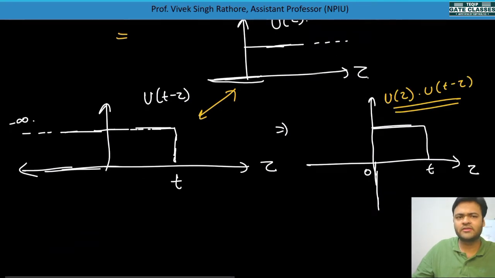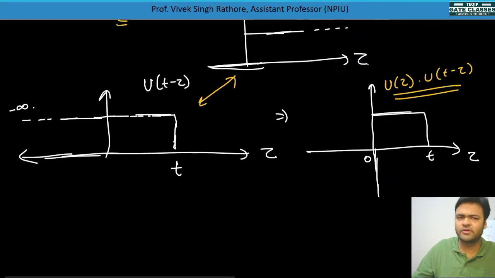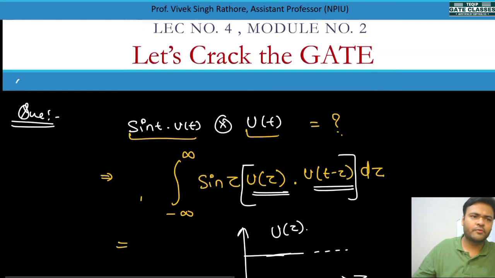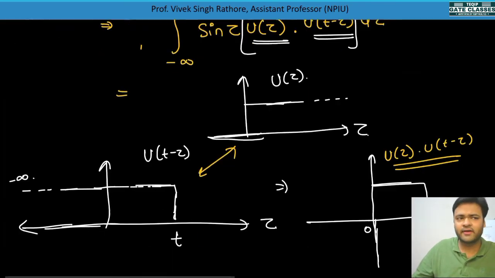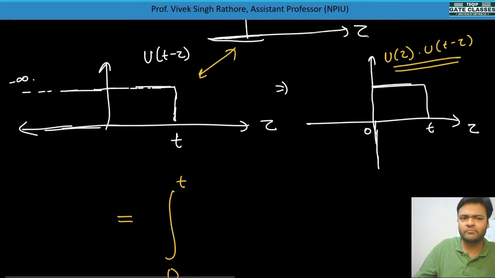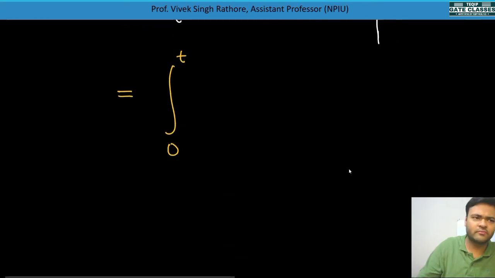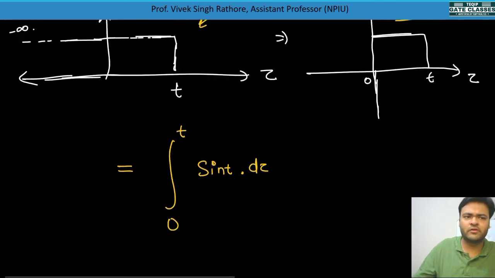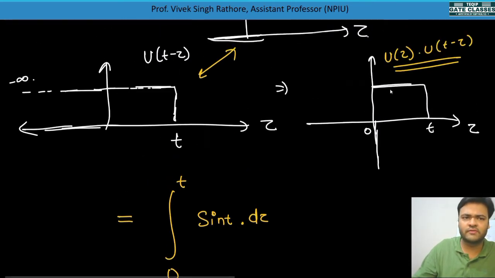Because after this, anything multiplied by 0 will come 0 only. So if you are integrating from minus infinity to infinity, this part is of no use. So you can write the limits as 0 to t, because the overall signal, whatever it may be, will be multiplied by this, and it will exist only from 0 to t. It will exist from 0 to t only, with sin t and d tau, because the value is 1 only.